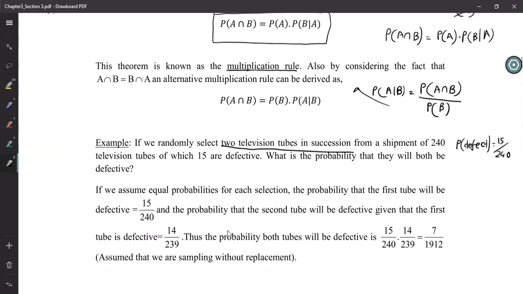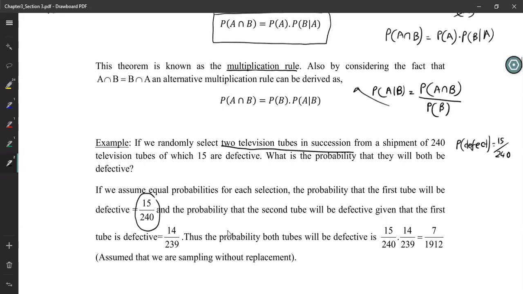Now, what is the probability that the selected one is a defect? It's given that there are 15 defects. So the probability that the selected item will be a defect is 15 out of 240. Okay. Then what do you do? You keep it away, and then you are going to pick the next one.